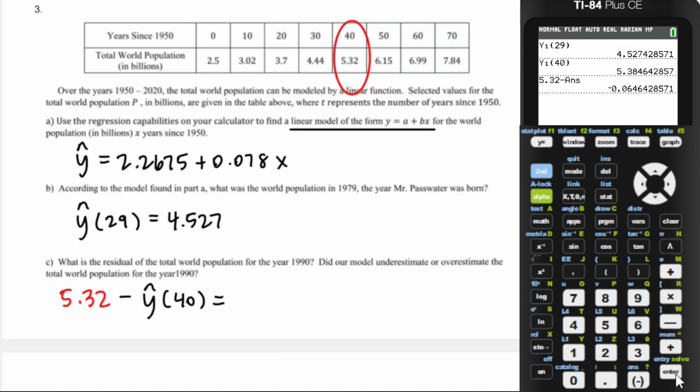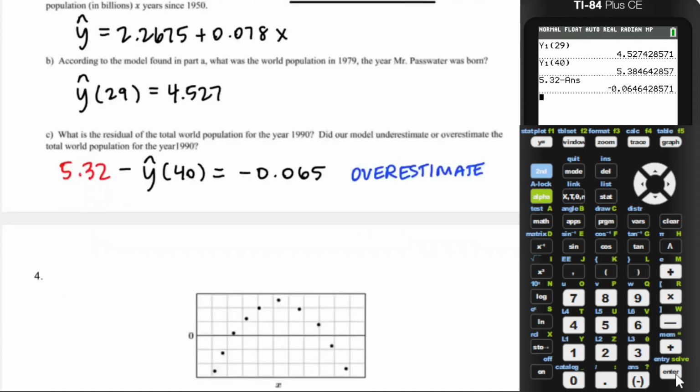Okay, now I think on the new one you can just go highlight that number, but if you can't, that's how you would do that. Negative 0.065. Okay. Did our model underestimate or overestimate the total world population for the year 1990? Okay, remember what we said in the lesson, kind of at the beginning, it's kind of the opposite of what we expected. If we get a negative residual, that's actually because we had an overestimate. But if we look at the calculator, it's like, oh yeah, that does make sense because the actual value is 5.32. We predicted 5.38. That was a little bit too high. That's an overestimate.